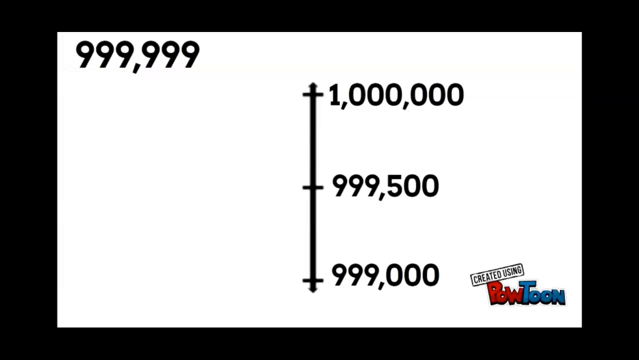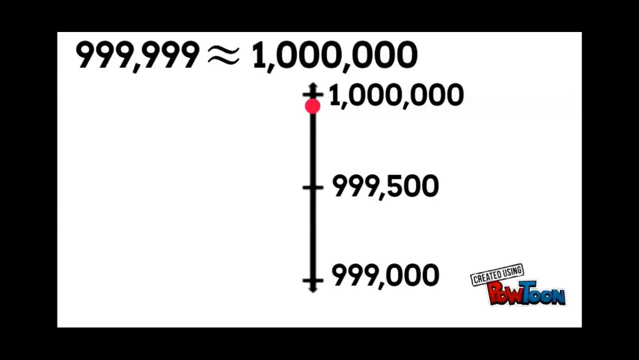So our number is just below 1 million. So that's where our dot goes. So we see we're going to round it up. So even though we're saying we're rounding to the nearest thousand, this would actually round up to 1 million.